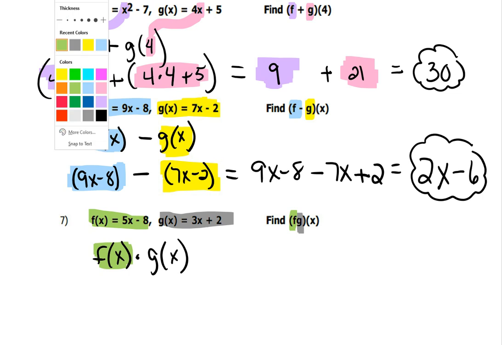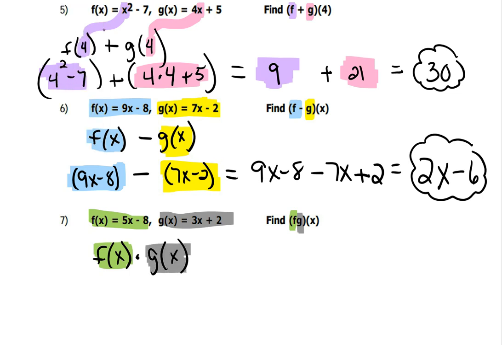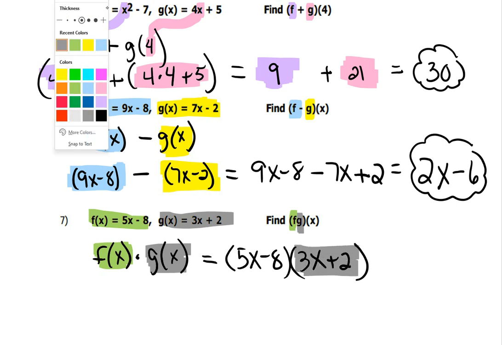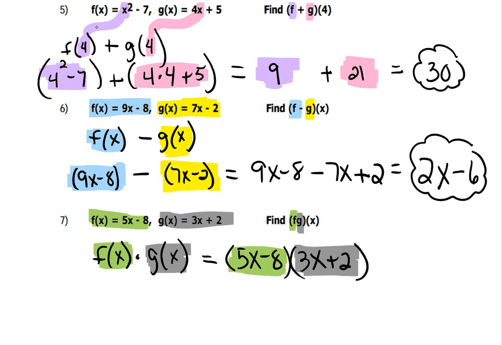And again, since these are binomials and you're multiplying them, you should put them in parentheses, because you're going to take the 5x minus 8 times the 3x plus 2. There's the g function, and there's the f function. And I just have to FOIL this. So what do we got? First times first is 15x squared. Outside would be plus 10x. Inside is negative 24x. And last times last is a minus 16.